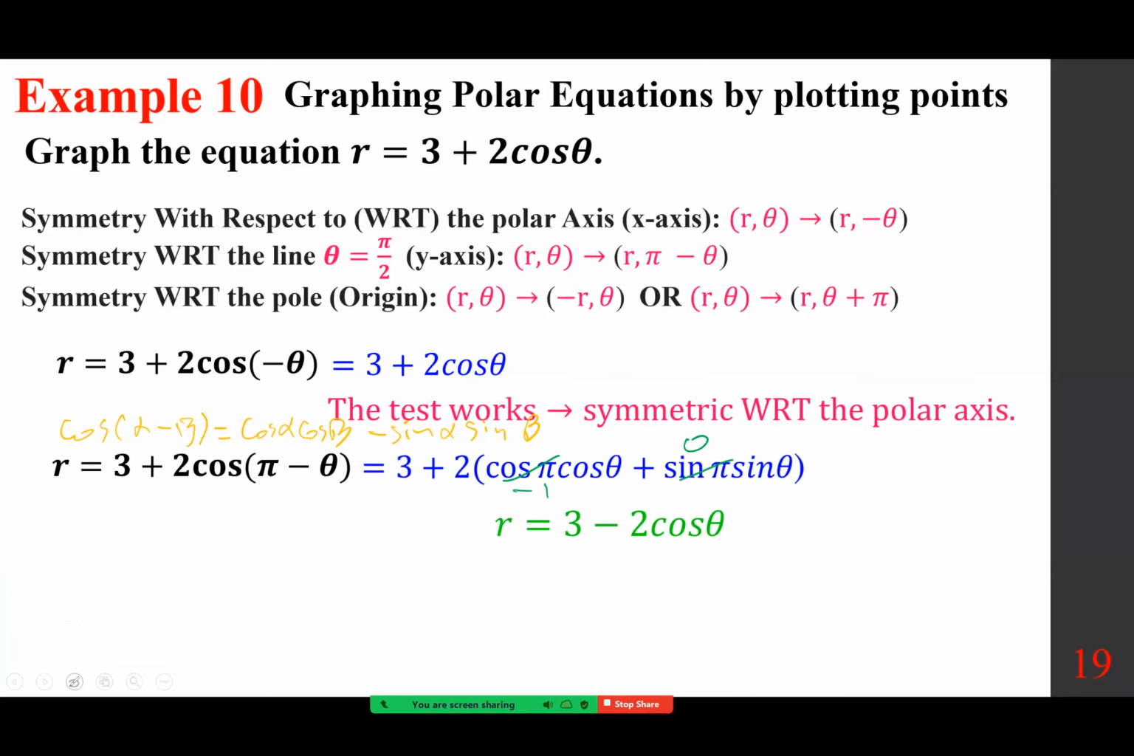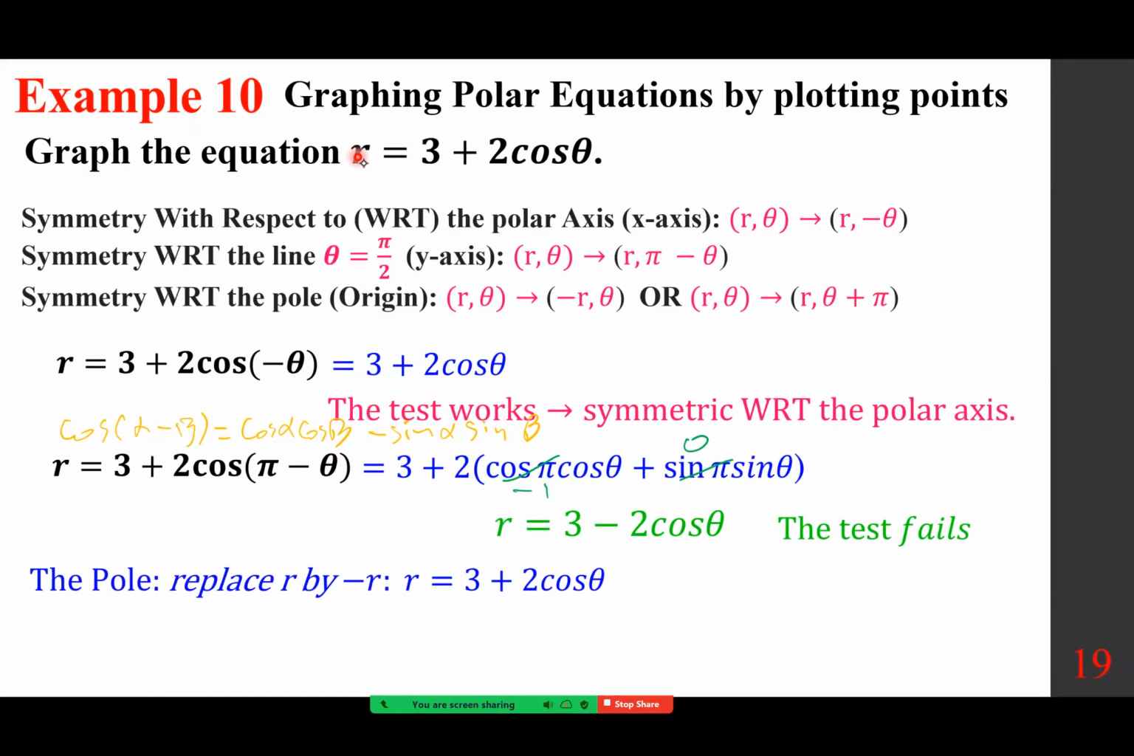Again, you are looking for this test and you want to see whether you get an identical equation. We got an identical equation in the first case. In this case, is this identical to this? No. Then the test fails, which means it's not symmetric with respect to the line theta equals pi over 2, or you can think of it as the y-axis. Let's replace the r with negative r. And it doesn't work, because if you multiply this by negative, both of them become negative. So the answer is no.